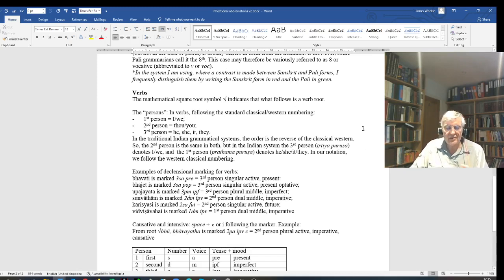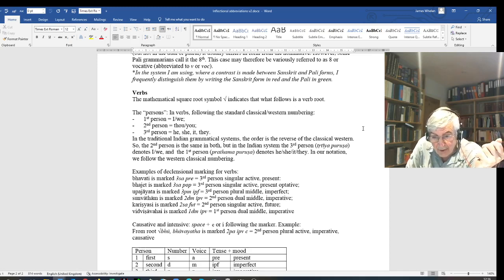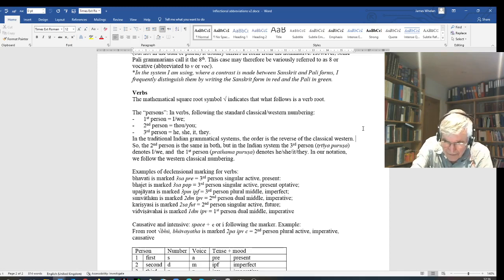Just note here that just as the Indian grammarians have their system of describing the cases from the first through to the seventh, and in the case of some Pali grammarians, the vocative is the eighth. Sanskrit doesn't describe that as a separate case. They also have their own system of numbering for the persons, but slightly inconveniently, we just have to learn to live with it.